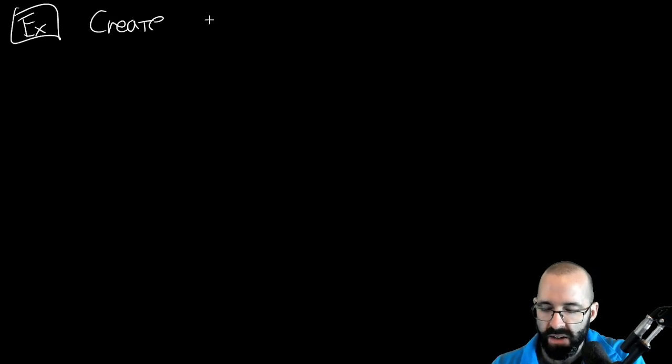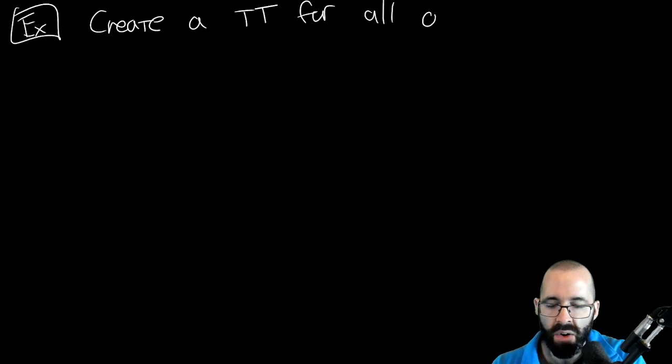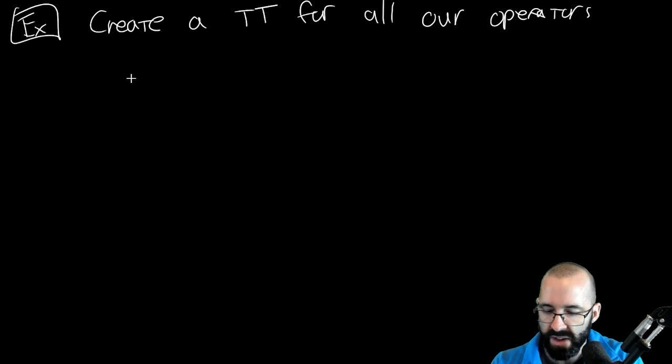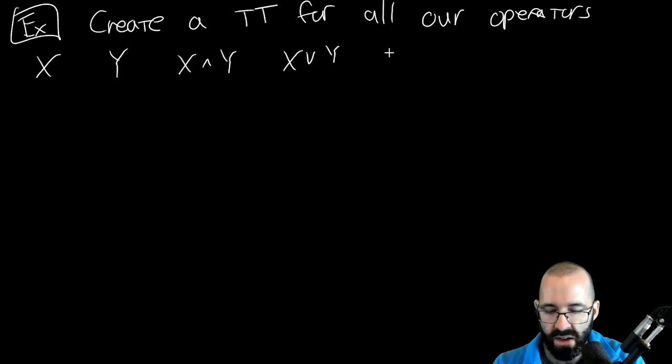So with that in mind, I've got 2 exercises for you. You can do them or not do them as you prefer. I want you to create a truth table for all our operators. Your table is going to have all the values of X and Y. And then you're going to say, okay, what are the values of X and Y, X or Y, X XOR Y.